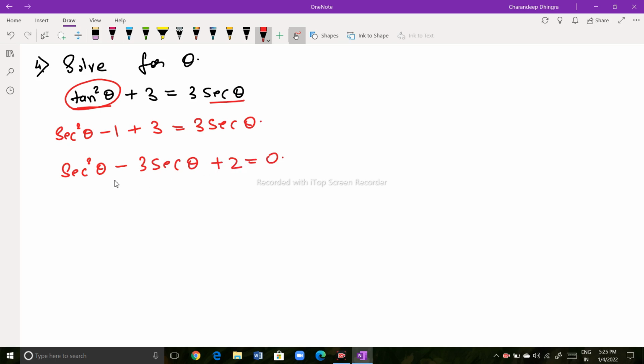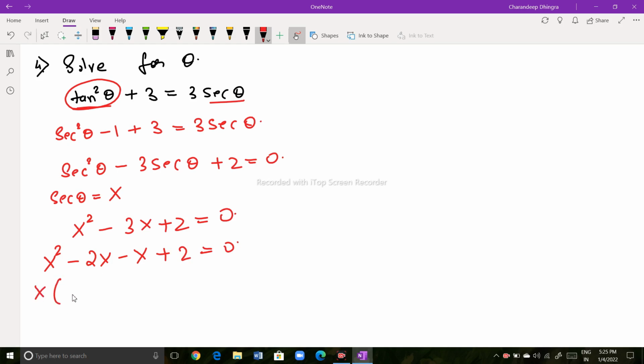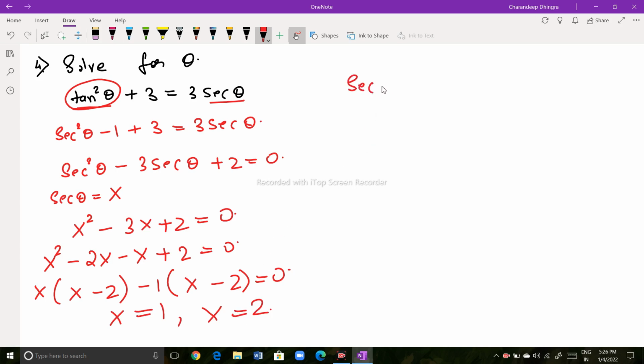Now I can factorize this. To make life simple, we can just say let sec theta is equal to x. So I have x square minus 3x plus 2 equal to 0. Now I can factorize this. So I have x square minus 2x minus x plus 2 equal to 0. So (x minus 2)(x minus 1) equal to 0. So what we get is x is equal to 1 or x is equal to 2. But what was x? x was sec theta. So sec theta is equal to 1 or sec theta is equal to 2.